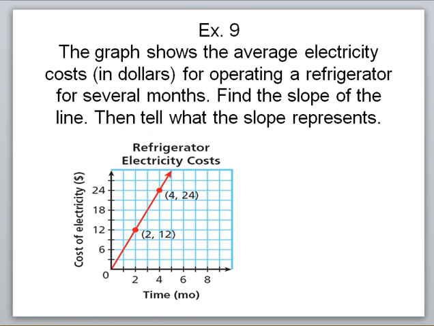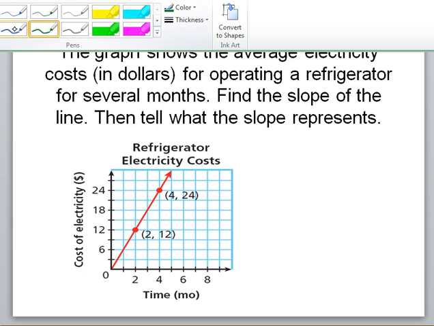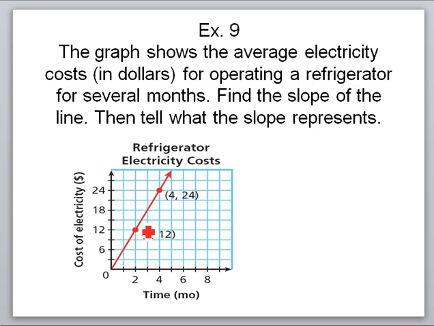In this next example, what it's asking me to do is find the slope and then tell what the slope represents. Since I'm given a picture, I'm going to just go ahead and use rise over run. So if I look here, maybe you don't want to use rise over run. Some of you guys would count those as just 4, where it's not just 4. You really do have, this is x1, y1, x2, y2.